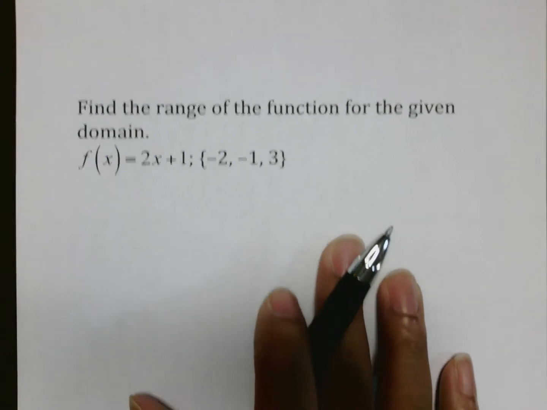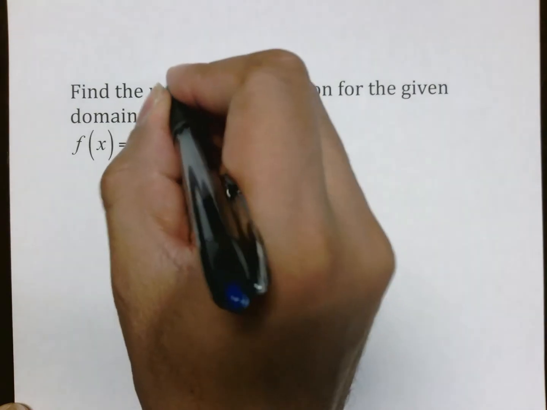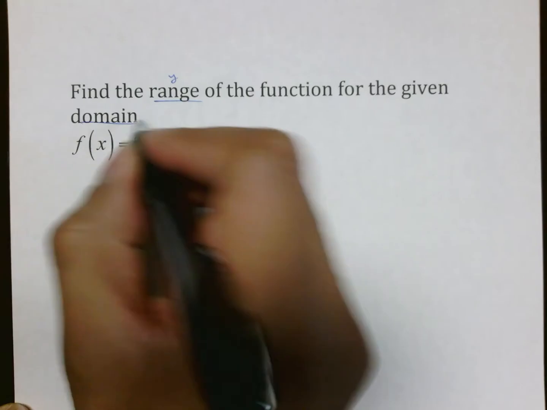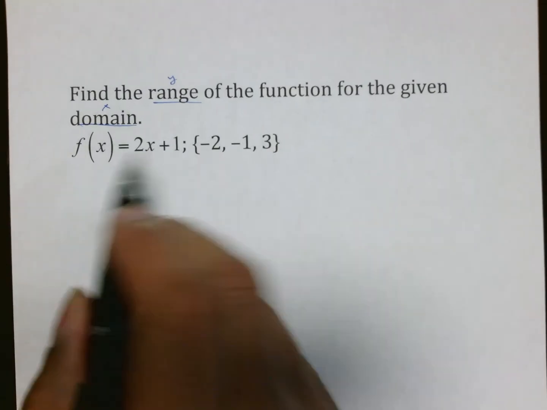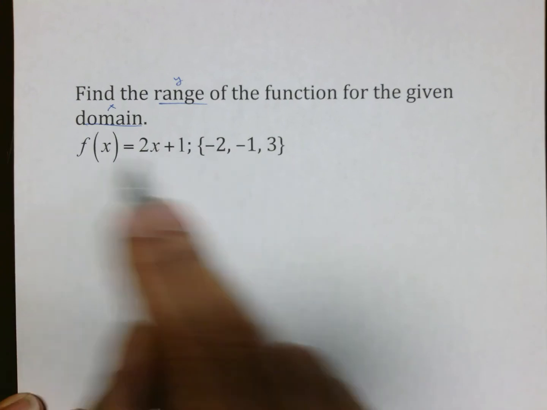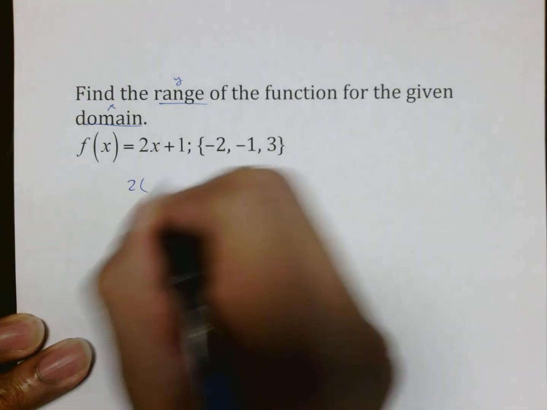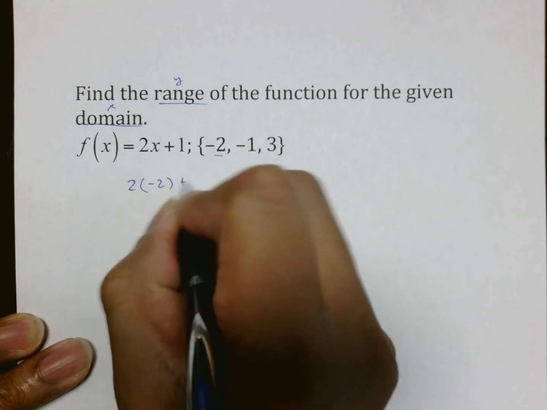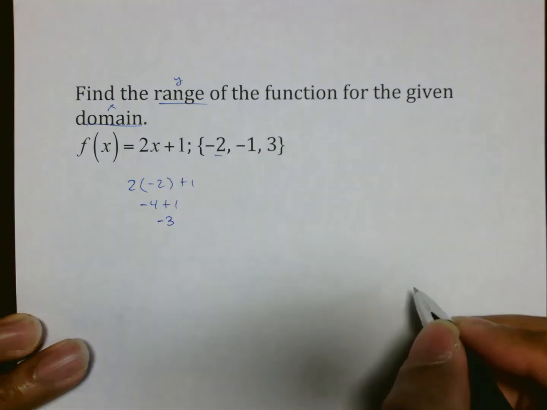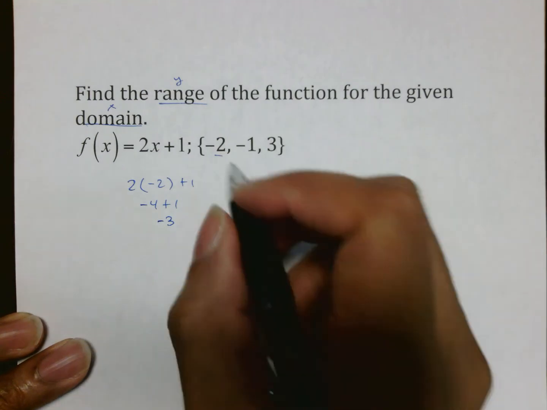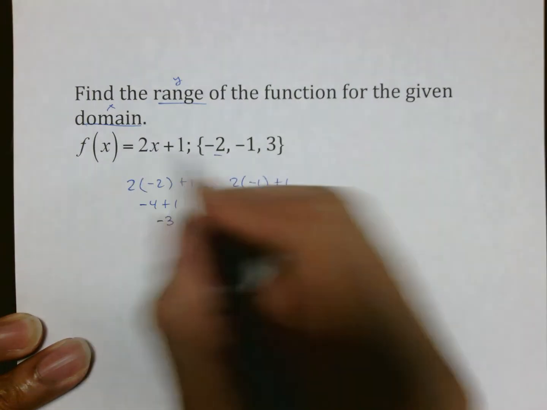If you're asked to find the range for the given domain, what they're saying here is find the second letter, which would be y, for the given first letter, which is x. So we are giving you x, can you find y? And all this is asking you to do, and again, this is the one that's on your computer work today, is you take these values and you simply do 2 parentheses negative 2 plus 1, which is negative 4 plus 1, or negative 3. Then you do 2 times negative 1 plus 1, because you're simply plugging in the negative 1 now.